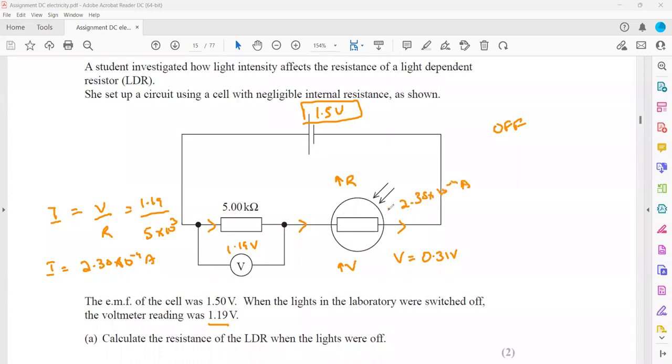Now we need the resistance. We have the current in the LDR and we have the voltage. V = IR, so R = V/I. The voltage is 0.31 and the current is 2.38 × 10^-4. When we divide, we get the resistance, which is about 1300 ohms. So this is the resistance of the light-dependent resistor when it is dark.